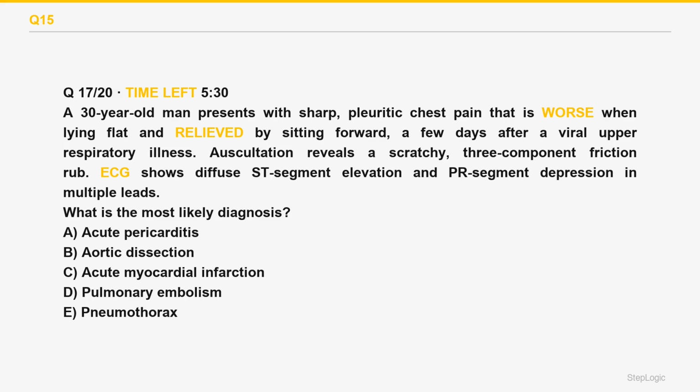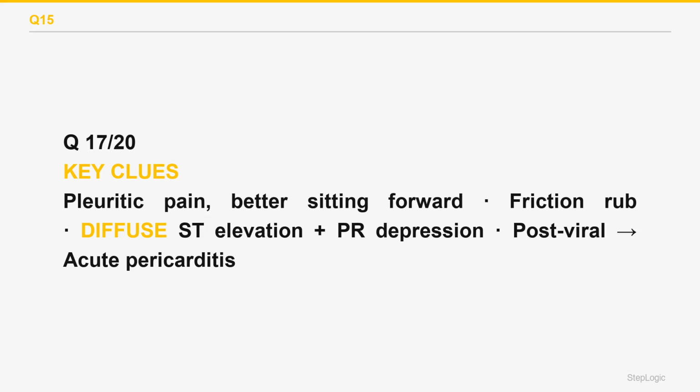Read the command, most likely diagnosis. Positional pleuritic chest pain relieved by sitting forward, friction rub, diffuse ST elevation with PR depression: post-viral acute pericarditis. This is acute pericarditis, inflammation of the pericardium, most often viral or idiopathic, frequently after an upper respiratory infection. The pain is sharp and pleuritic, classically worse lying flat and relieved by sitting up and leaning forward, which reduces pressure on the inflamed pericardium.